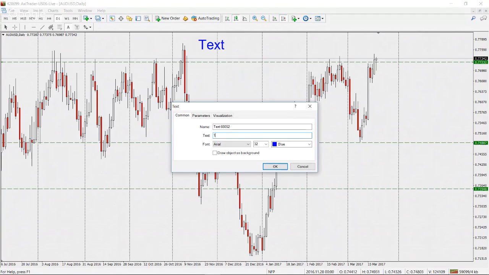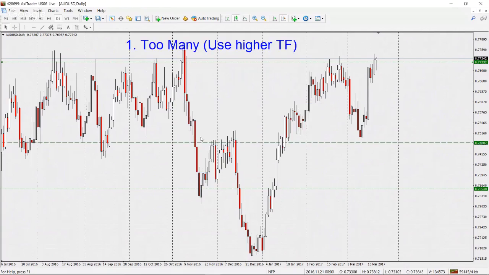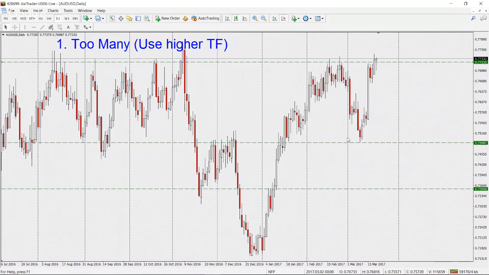Okay, so when we're talking about support and resistance mistakes, the number one mistake is drawing too many. So what's the antidote to drawing too many support and resistance zones? The antidote is to use the higher time frame. So mistake number one, too many zones on your chart. If you're using support and resistance, the antidote is to use the higher time frame. That will make it a special event when the market hits here.